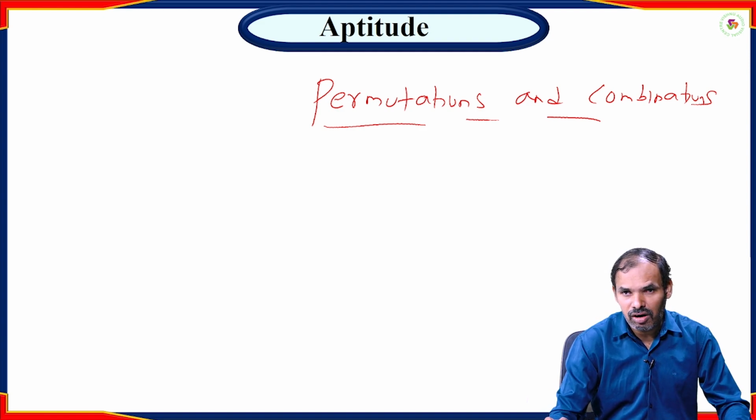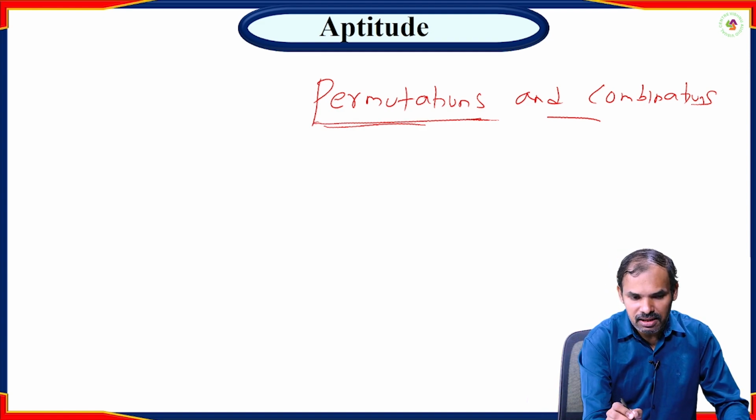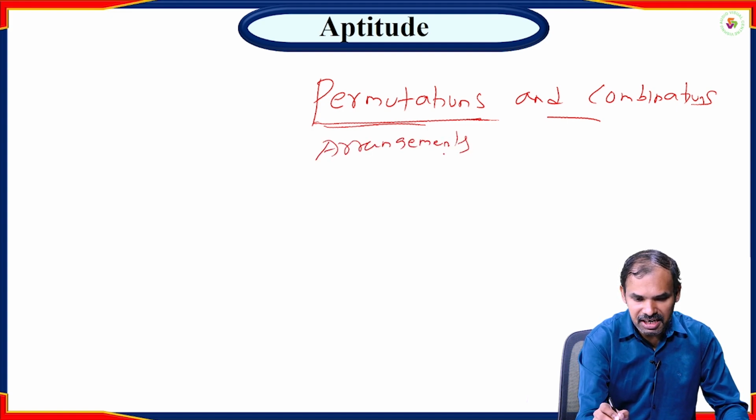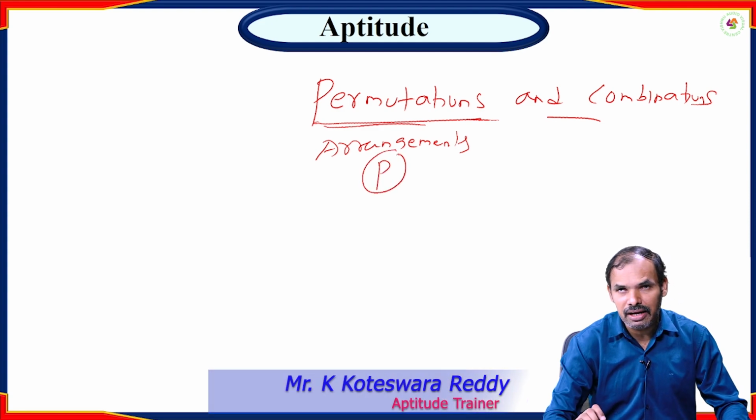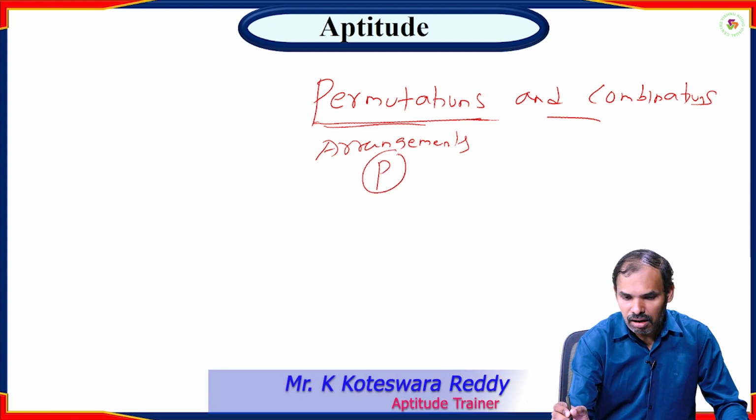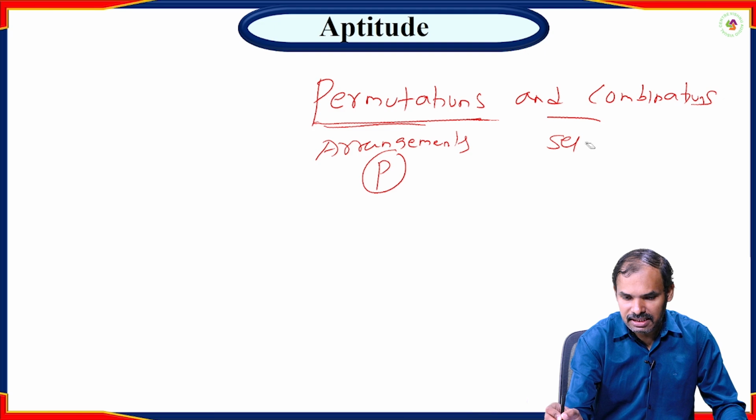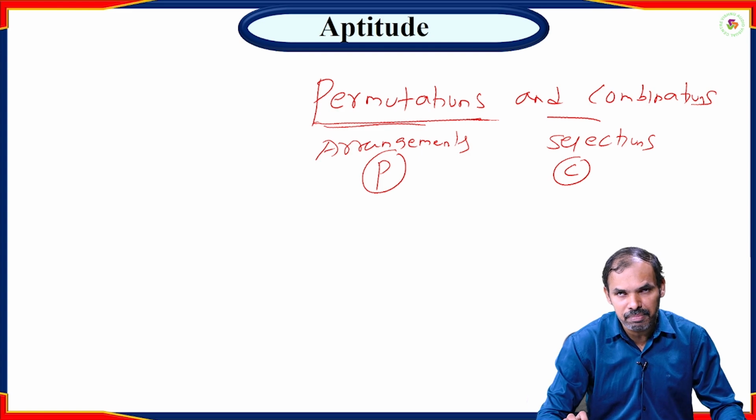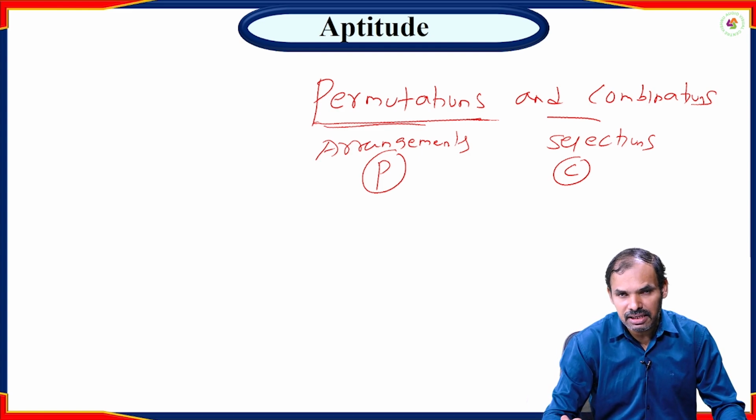So, permutations and combinations. Permutations means arrangements, indicated by P. Combination means selections, indicated by C.